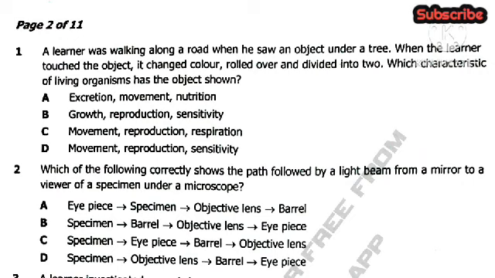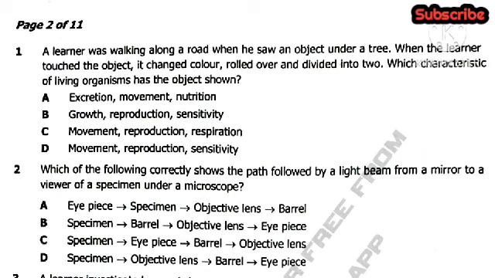So this object was touched and it changed color, and after changing color, it rolled. To roll is to move, and then it divided. Therefore, the answer is D. Because when this learner touched the object, it responded, which means it is sensitive. So there must be sensitivity in your answer. And it divided, which means reproduction. And then it rolled. To roll is to move. So movement. Therefore, the answer is D.